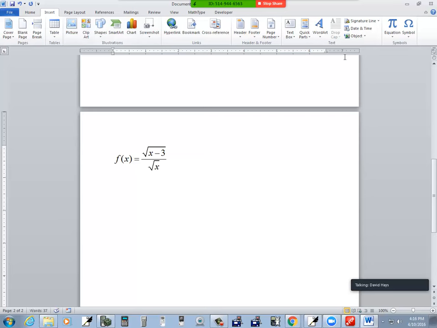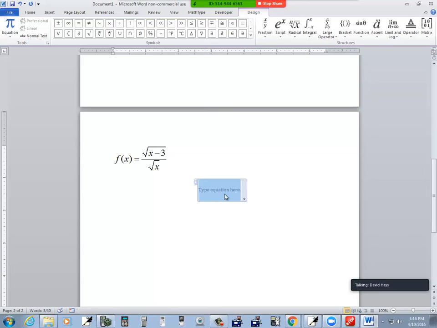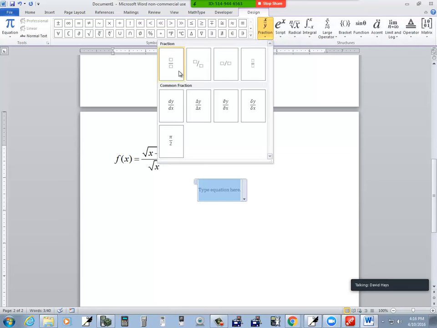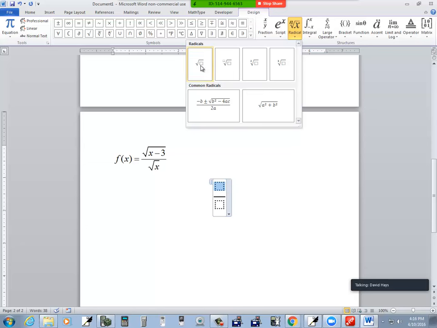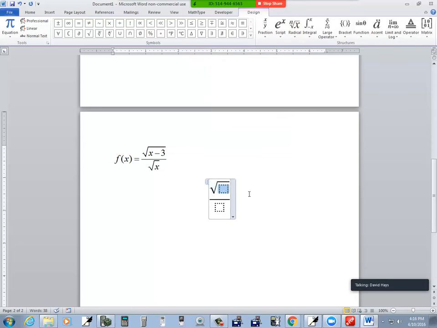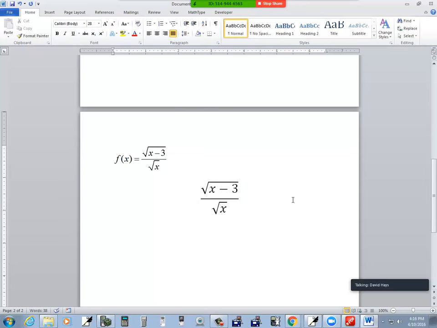The second way is only in newer versions of Word. If you choose Insert, you'll see an equation over here. And it'll put an equation here, and it'll throw you into the Design tab. Now if I choose a fraction here, I have to click in the top part, the numerator, and then click the radical option, and choose a square root. Then I'll click inside that box, type in x minus 3, then I have to click in the bottom box here, choose the square root again, click in the box, and type x. And that'll put in the math notation.